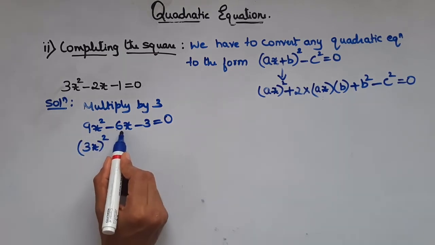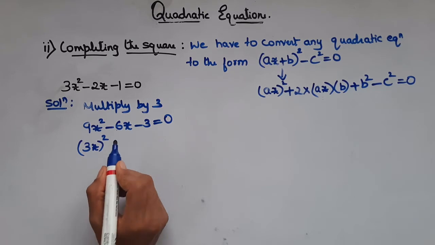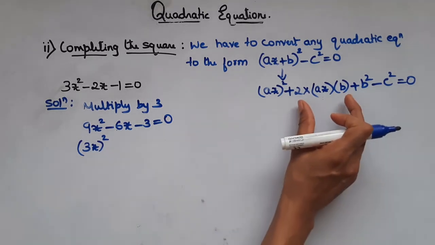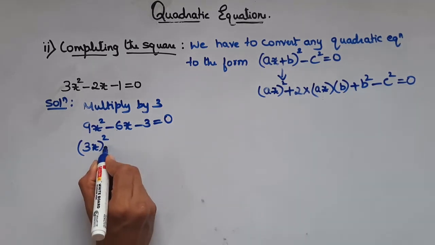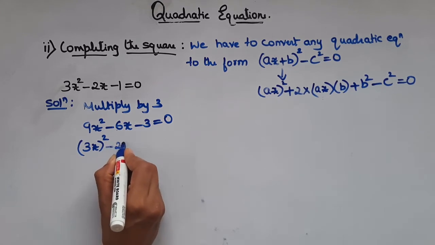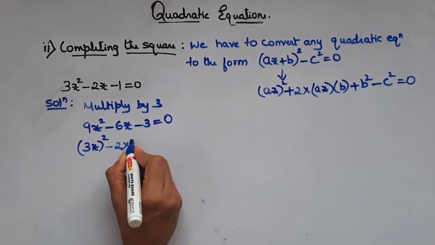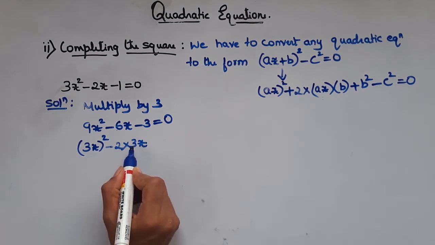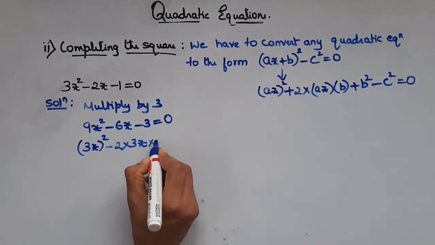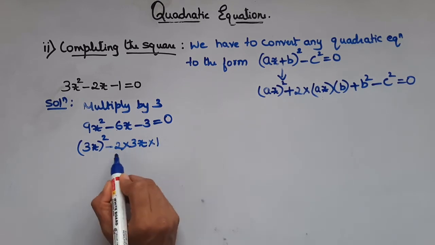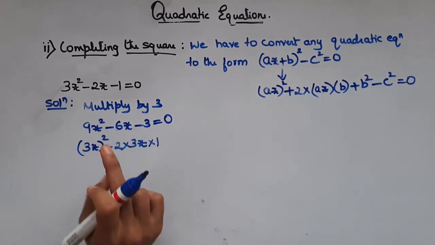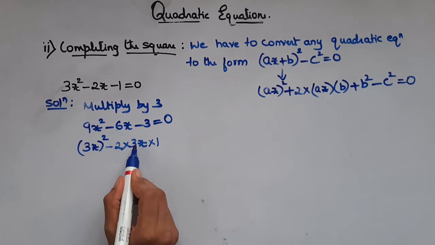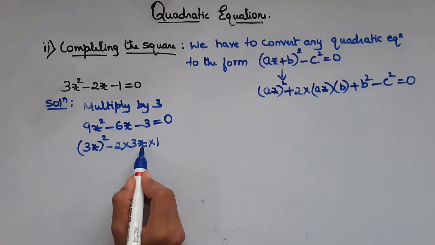So here minus 6x. We have to write minus 6x in terms of 2 into AB. That is, we have minus 2 into, here A is 3x, right? So 3x into minus 2 is minus 6x. So here B is 1. When you multiply this whole term, this should give you minus 6x. Check, minus 2 into 3 into 1 is minus 6x, right?